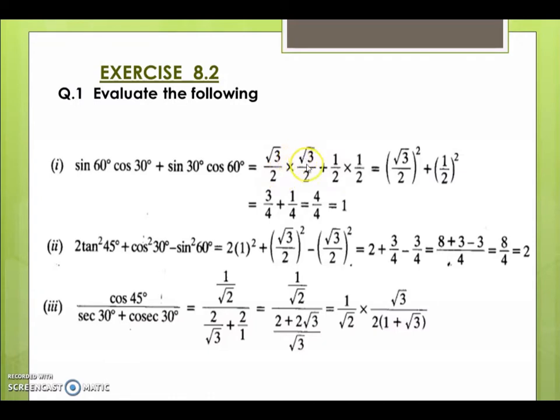So root 3 by 2 into root 3 by 2 plus 1 by 2 into 1 by 2. This one when you evaluate you will get the answer as 1.